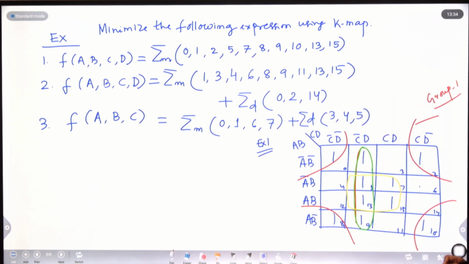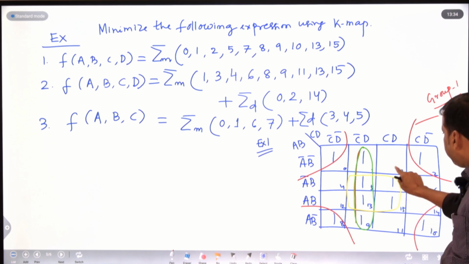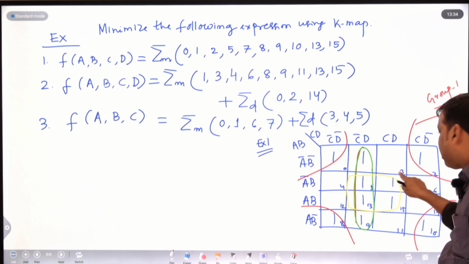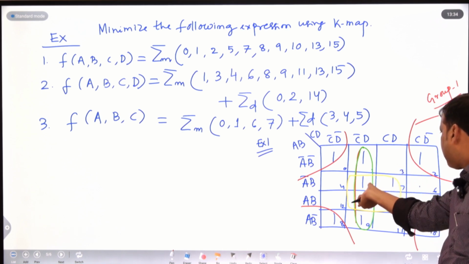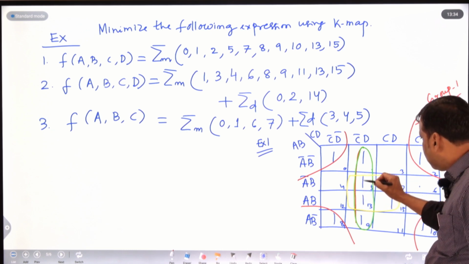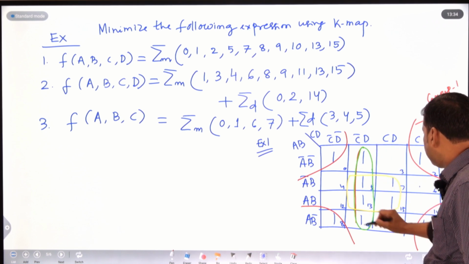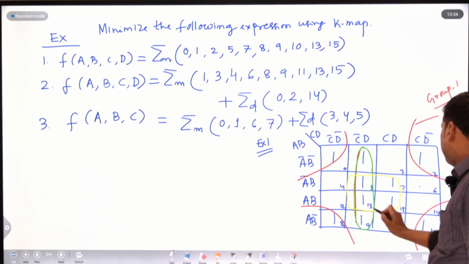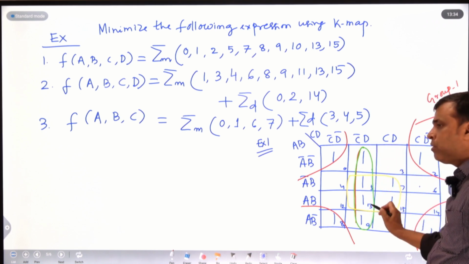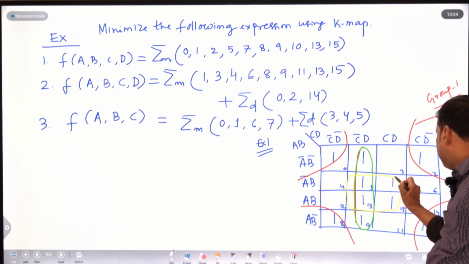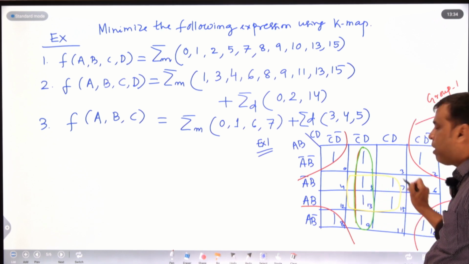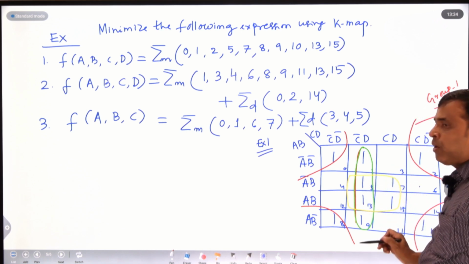Are you clear or not? This 2-1 I can make a pair also, but not if there is a 2-1 already there. Even though this 2-1 is covered with this group, no problem. If a 3-1 is previously covered, and only a single 1 is left, you can form a quad also. A quad means what?